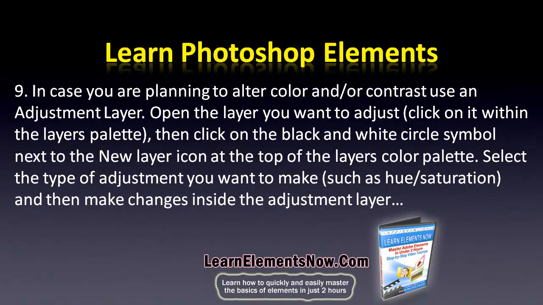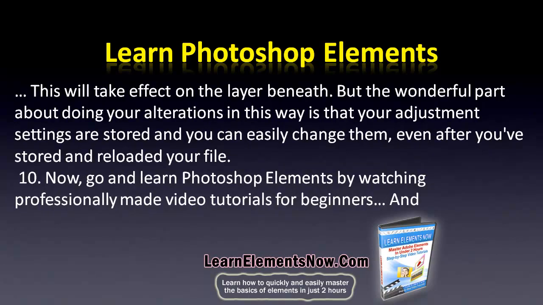In case you're planning to alter color and/or contrast, use an adjustment layer. Open the layer you want to adjust, click on it within the Layers palette, then click on the black and white circle symbol next to the new layer icon at the top of the Layers palette. Select the type of adjustment you want to make, such as hue saturation, and then make changes inside the adjustment layer. This will take effect on the layer beneath, but the wonderful part about doing your alterations in this way is that your adjustment settings are stored and you can easily change them, even after you've stored and reloaded your file.